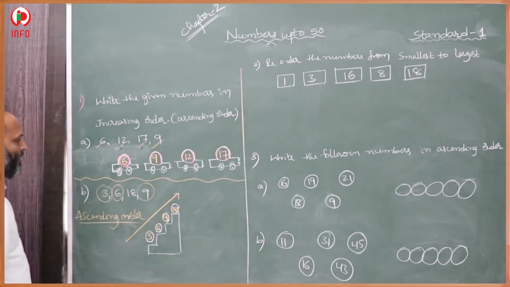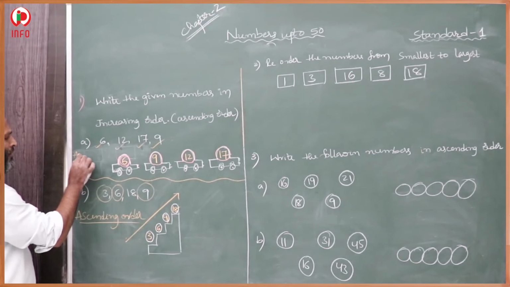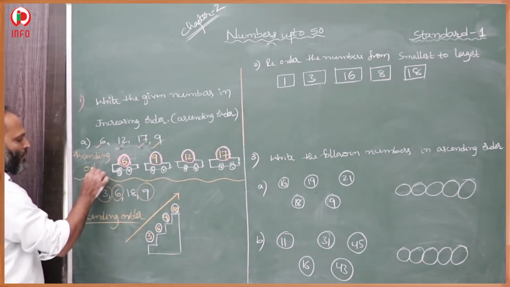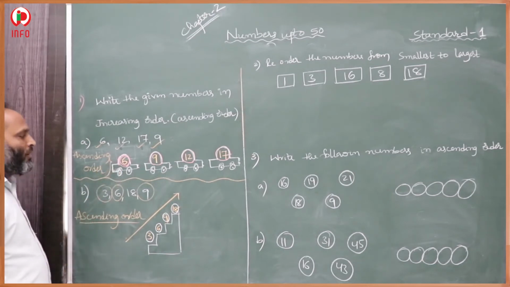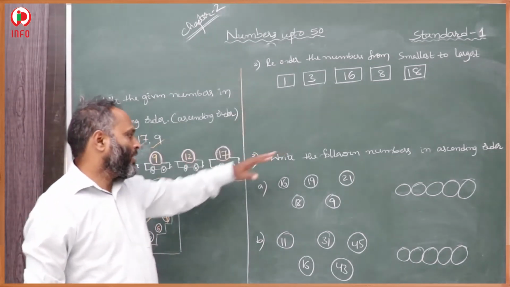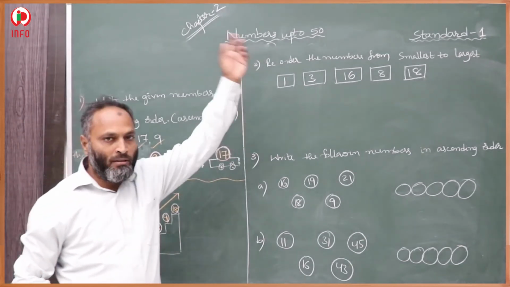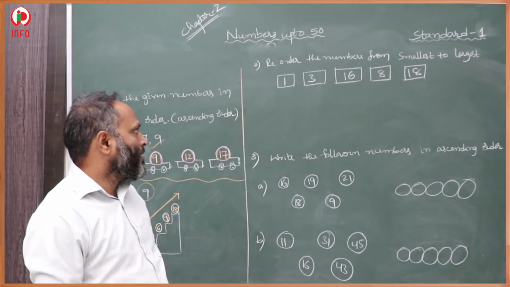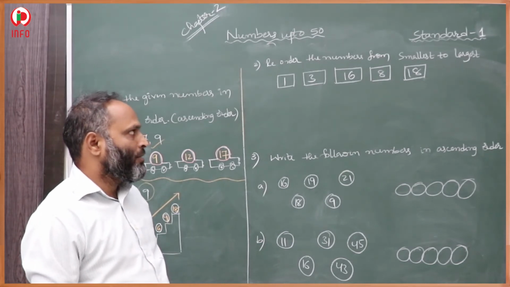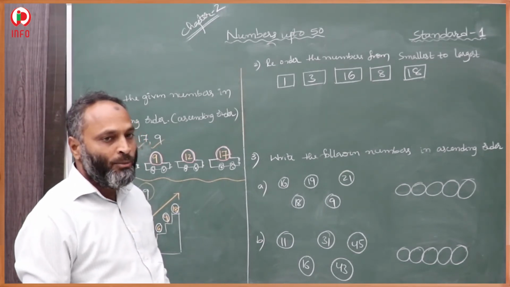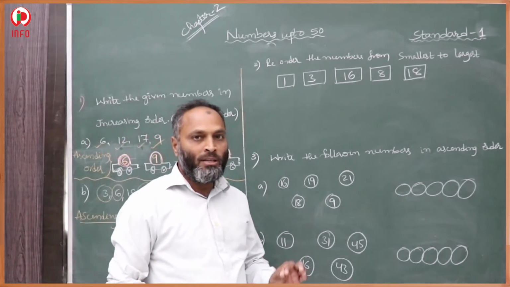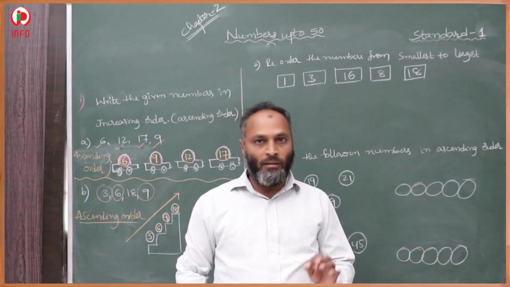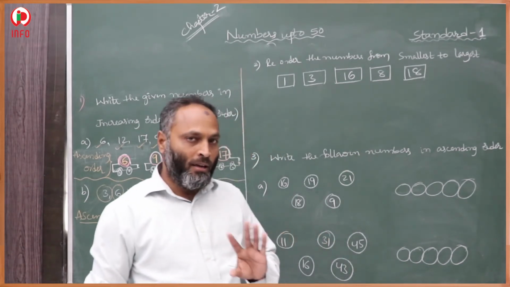This is ascending order. Here also ascending order. Ascending order means increasing order. In the next question, reorder the numbers from smallest to largest. Smallest to largest he is asking, it is also the same question, ascending order.